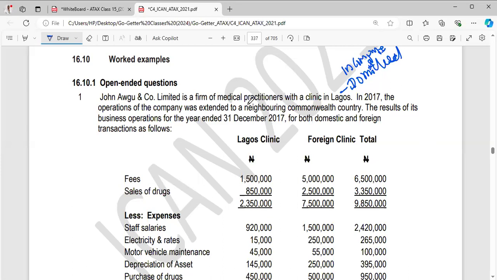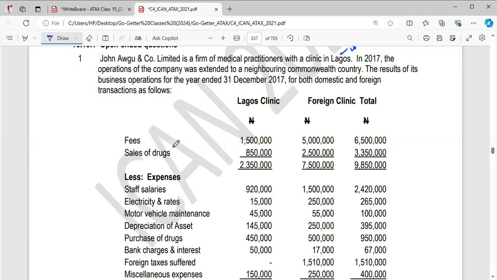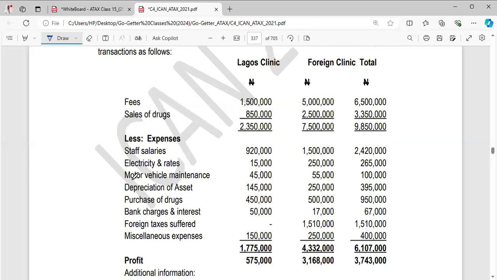Now, because it is a Nigerian company, the worldwide income, both from Lagos and from the foreign country, will all belong to Nigeria. So we have fees, sale of drugs. Now look at the expenses: salaries, electricity, and all that. So we have depreciation of assets. So what we do now, let's look at these things. Depreciation of assets is not allowable.